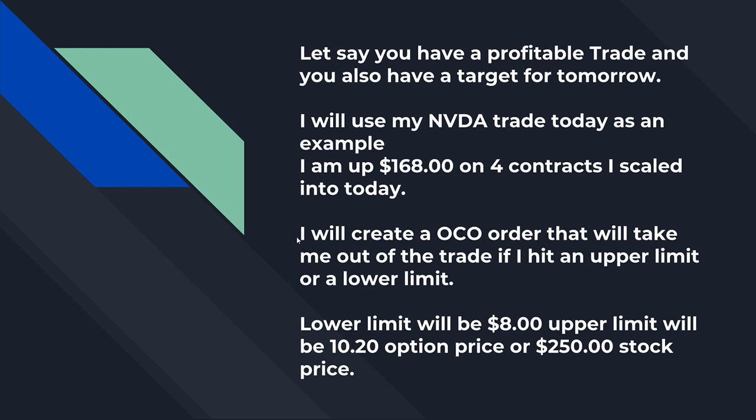My educated guess. Okay, I will create an OCO order that would take me out of the trade if I hit an upper limit or a lower limit. Lower limit will be $8. Upper limit will be around 10.20 option price, or the stock price is $250. I believe we're going to find resistance for a little bit at 250, so I'm going to take off at least one of my contracts.